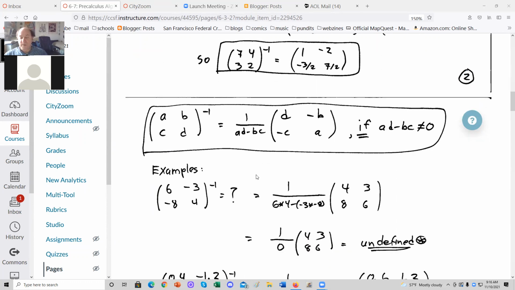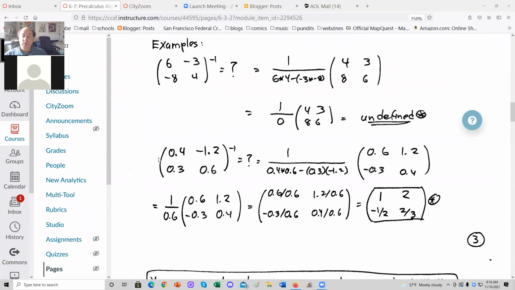For example, if we try the inverse of 6, negative 3, 8, 4, we flip the 4 and the 6, and we flip the signs of 3 and 8. And this thing here, called the determinant, we'll see it in the next section: 6 times 4 minus negative 3 times 8, which comes up to 0. And since we're dividing by 0, the inverse is undefined.